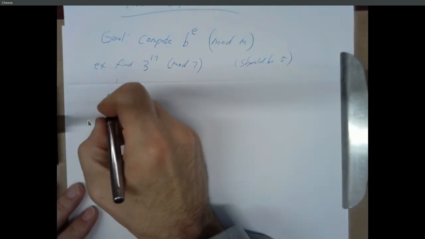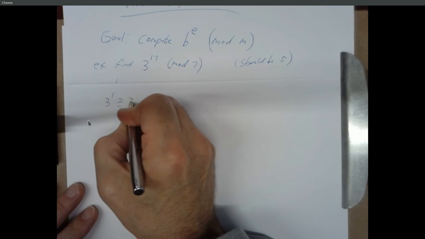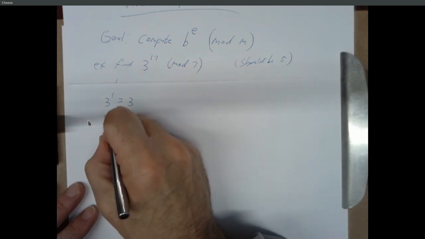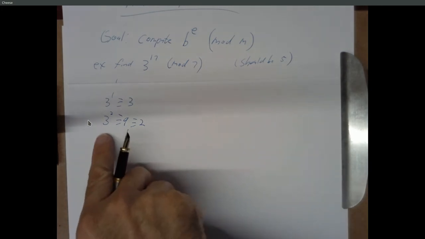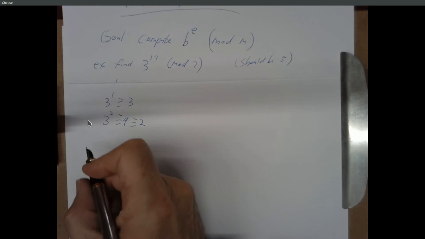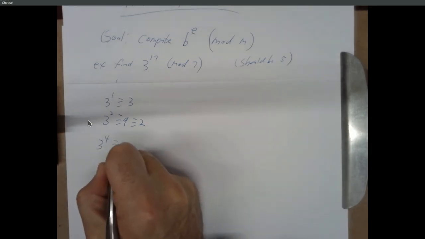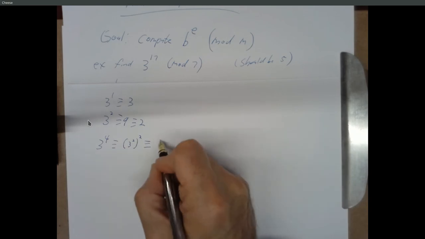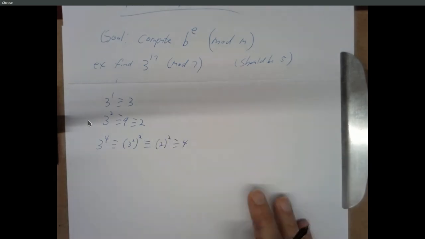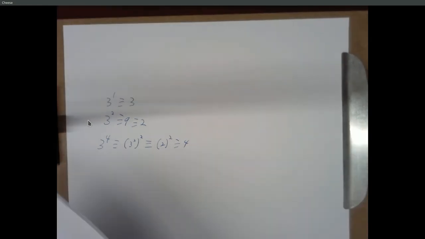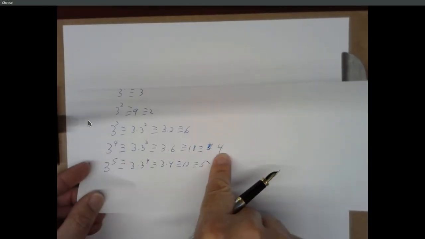So we're going to start the same. 3 to the 1st is just 3. 3 squared is 9, which is actually just 2. I'm going to skip 3 to the 3rd. I'm going to square this number, and I'm going to get 3 to the 4th. This is 3 squared squared. And since 3 squared is 2, this is 2 squared, which is 4. And I jump down to here without having to do as much work.